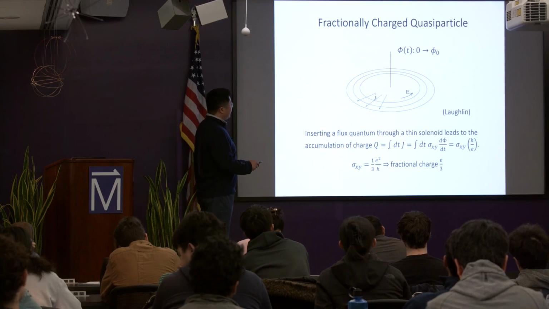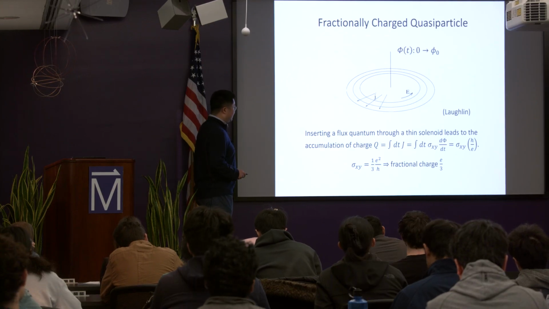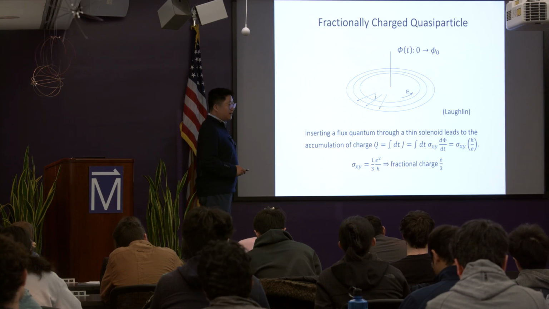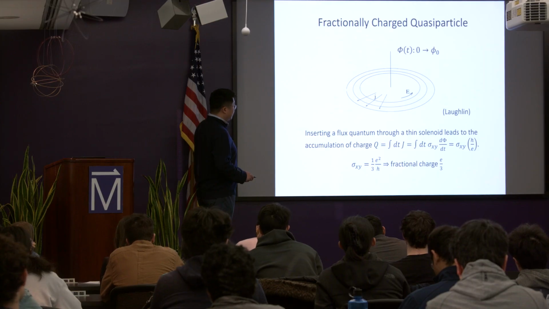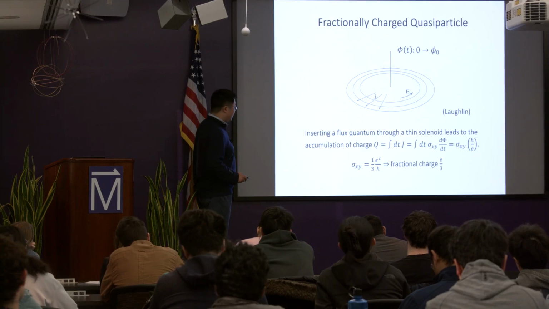So at the end of this process, as the flux increases from 0 to 1 flux quantum, the total charge that has been pumped across the entire sample is equal to the integral of sigma xy times dphi/dt, and this becomes sigma xy times h over e if the flux changes by 1 flux quantum.